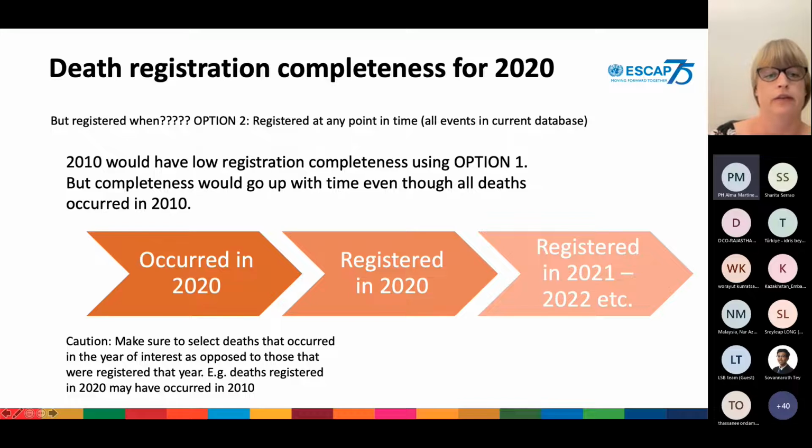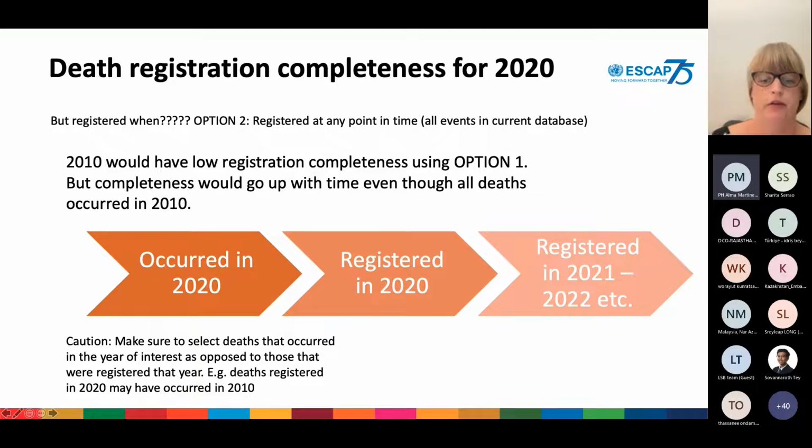If we looked at 2010 deaths when we examined them in 2010, the registration rates might be low. But now in 2022, they would be higher than when we examined them in 2010. Maybe not a lot higher, but in theory you would get more because people have more time to register. So in that 12-year interim period, your completeness would have gone up, especially compared to option 1, where you just look at those registered in the same year of occurrence.